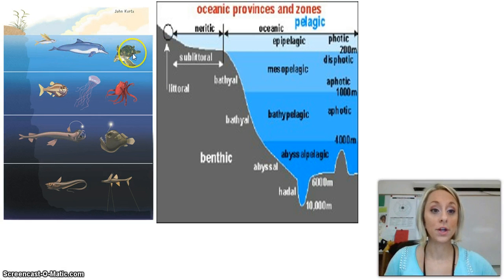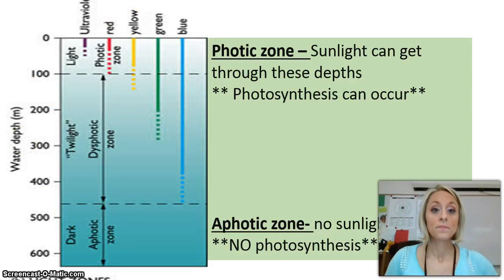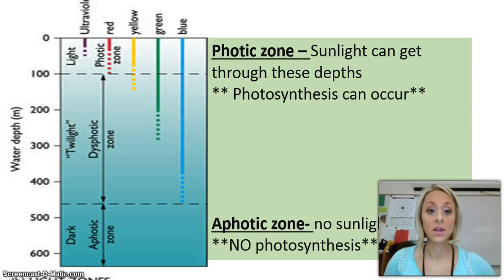you notice that there's a lighter color blue that progressively gets darker. That, of course, is because sunlight can only penetrate so far down into the water. There's two vocabulary words here. There's photic zone and there's aphotic zone. Photic zone is where sunlight can get through.